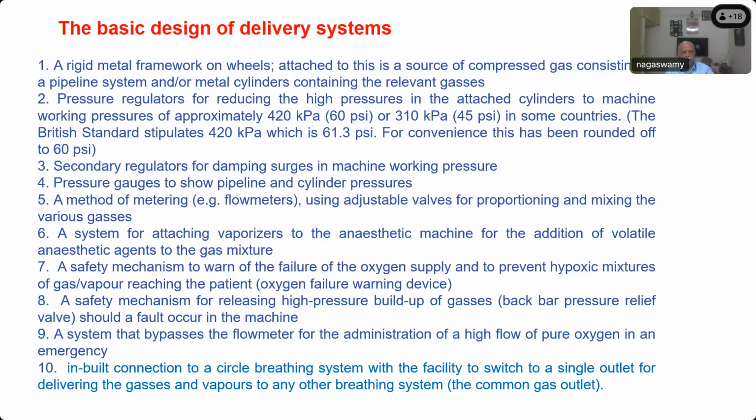Without this design, you cannot build an anesthesia workstation, however superior, however big a company you have. You can make small modifications here and there, add some more safety features, but these are all the basic things. Gas source, pressure regulator, flow meter, vaporizer, common gas outlet, and breathing circuit. So these are all the steps through which it should go. Is it clear?